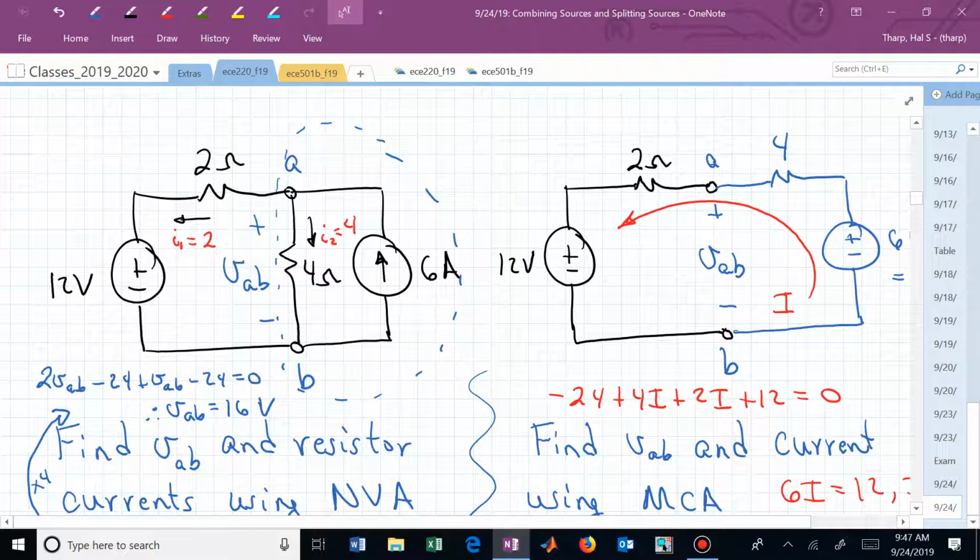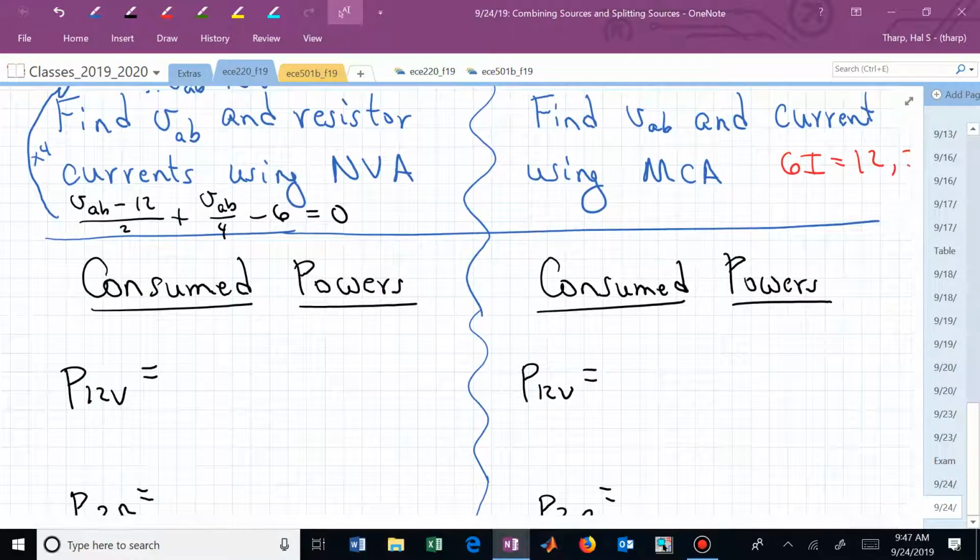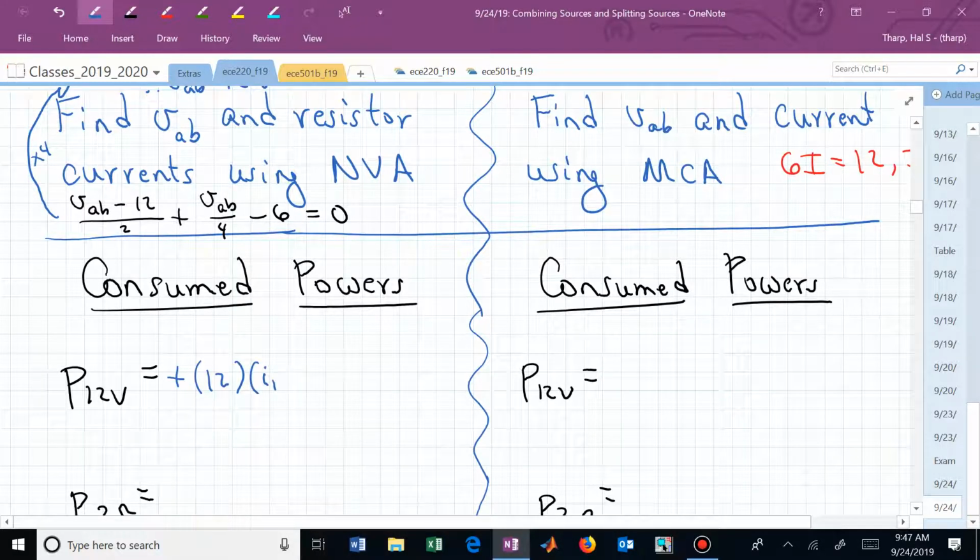On the left, it's 12 I sub 2. It's the sign in front of that 12 times 2 using the passive sign convention. Isn't it positive? The power consumed by this is then plus 12 times I sub 1, which is 24 watts, where this was now what we calculated to be 2.